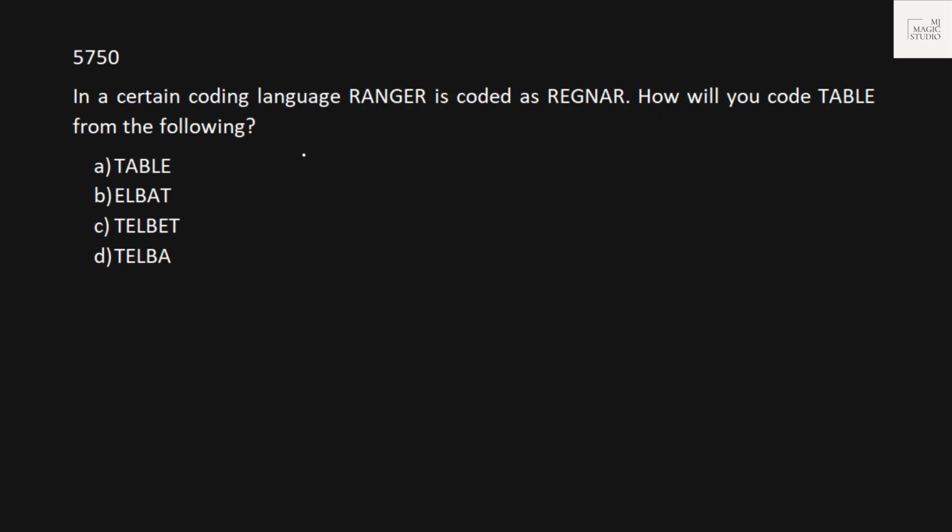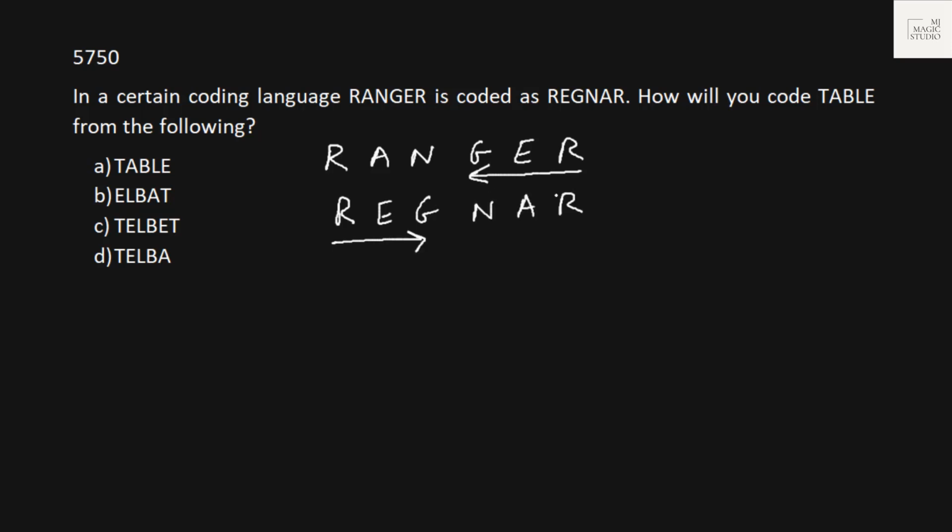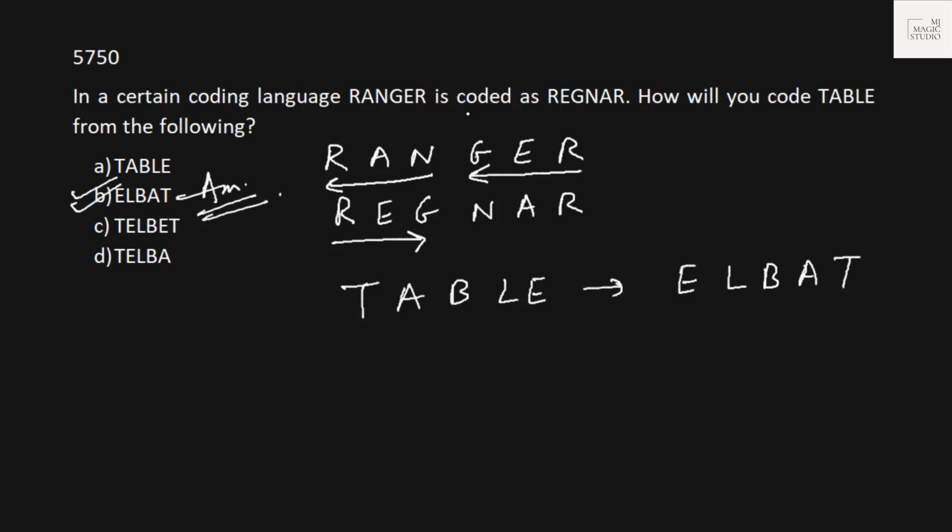Okay, this is an example of coding decoding where I think it is a positional change. RANGER is written as REG, we can see this, and then NAR. This position, first half REGNAR is just opposite. RANGER is opposite. TABLE, so its code should be ELBAT. ELBAT, option B is just the inverse way they have written.